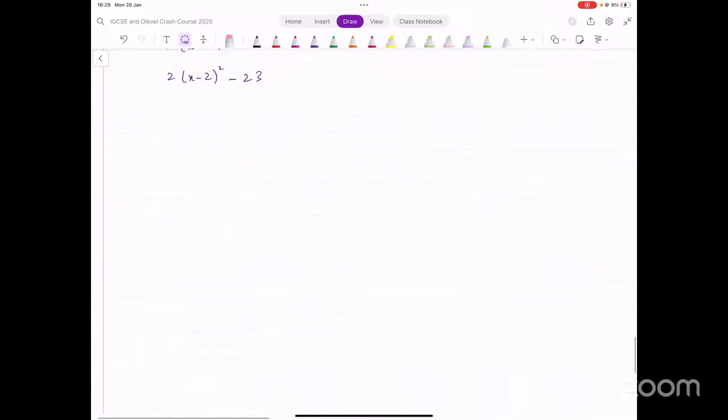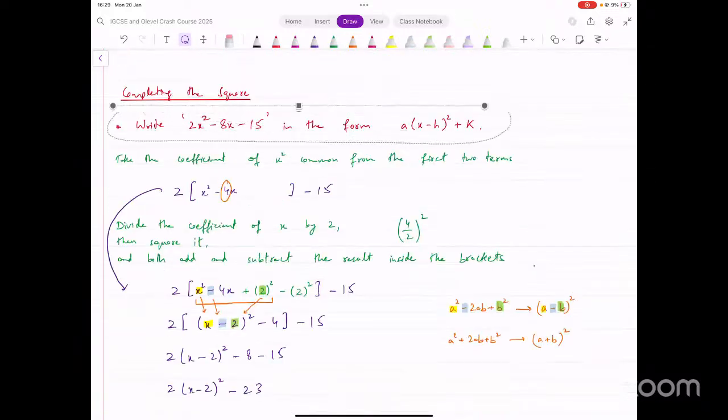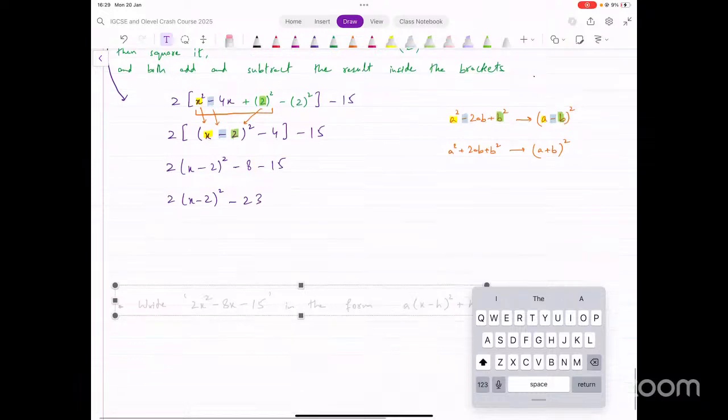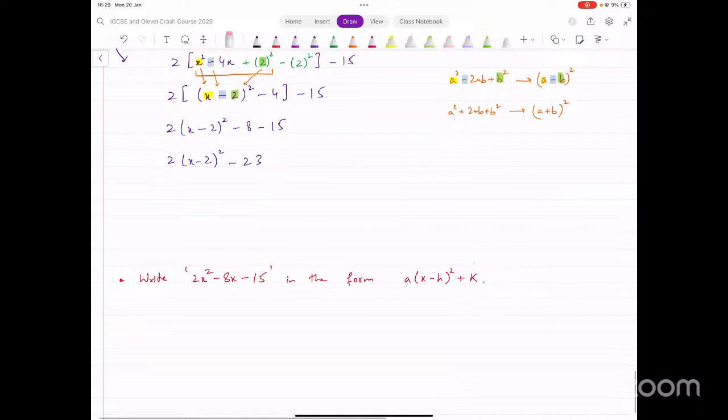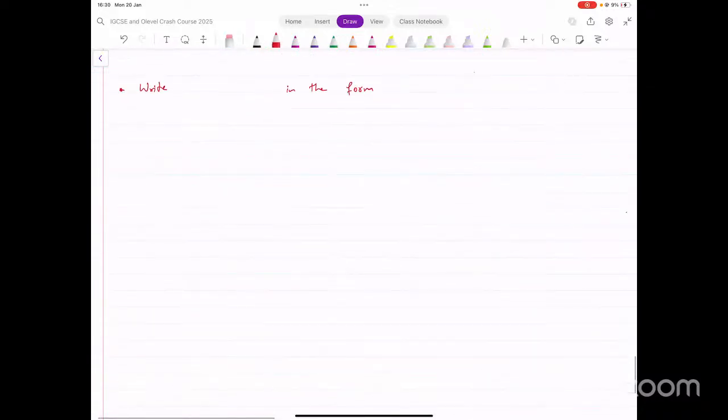Let's say you have another function now. Okay, so let's say they want you to write down 4x squared minus 24x plus 37 in the form a into x plus b whole squared plus c.